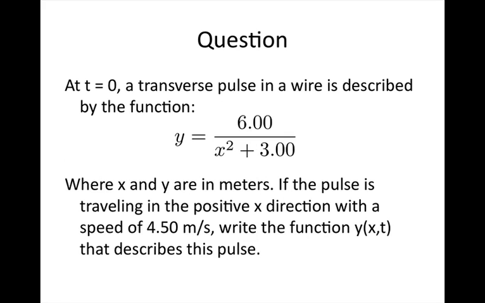So here's a question. At time t equals 0, a transverse pulse in a wire is described by this function. So this is our waveform. Y is equal to 6 over x squared plus 3, where x and y are in meters. If the pulse is travelling in the positive x direction with a speed of 4.50 meters per second, write the function y of x and t that describes this pulse.